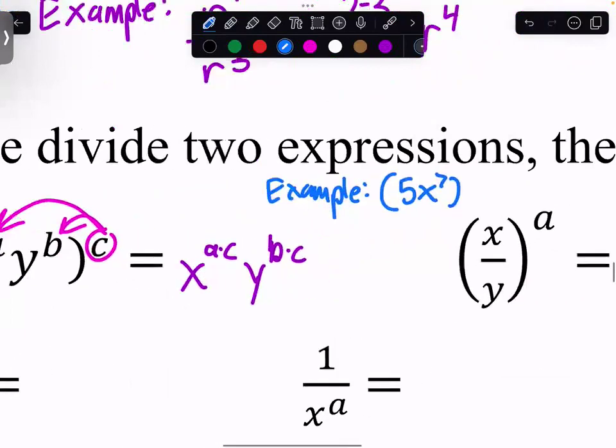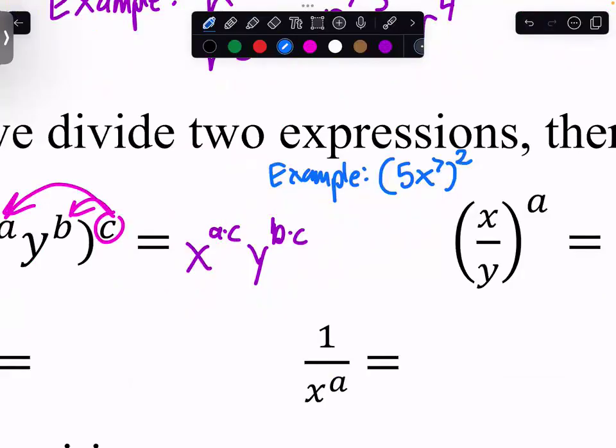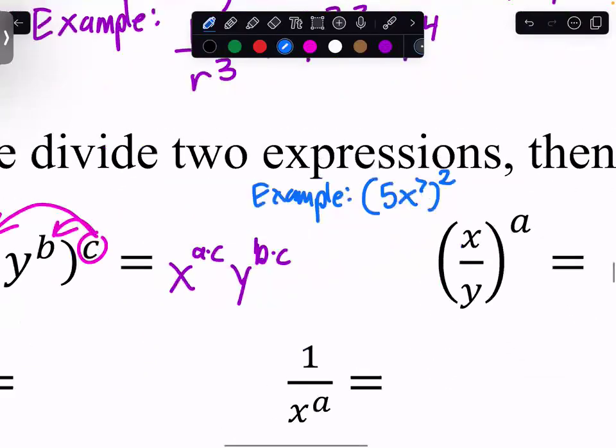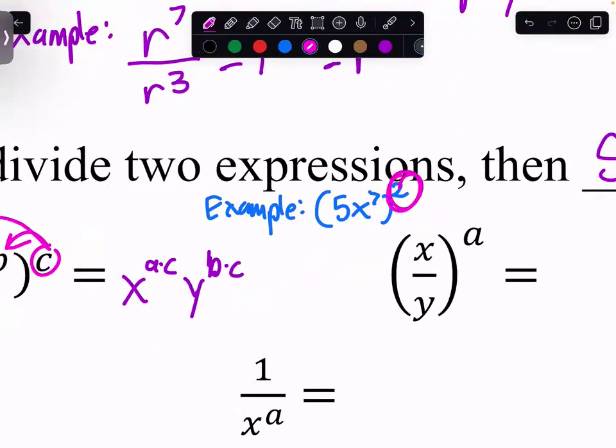Okay, so parentheses 5x to the power of 7, and then all of that in parentheses to the power of 2. So this outer 2 not only affects the x to the 7th, it also affects the 5. So the 5 gets the power of 2, and then the x to the 7th also gets to the power of 2, which we know from the previous row means times. So 5 squared is 25, and then x to the power of 7 to the power of 2 becomes x to the power of 14.